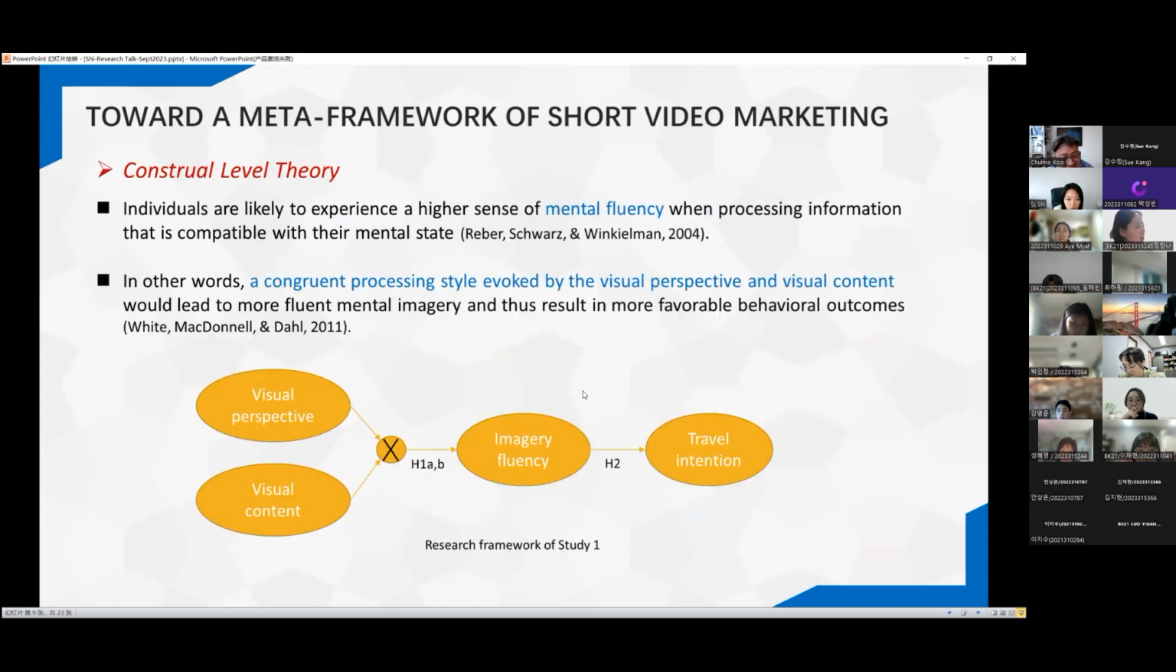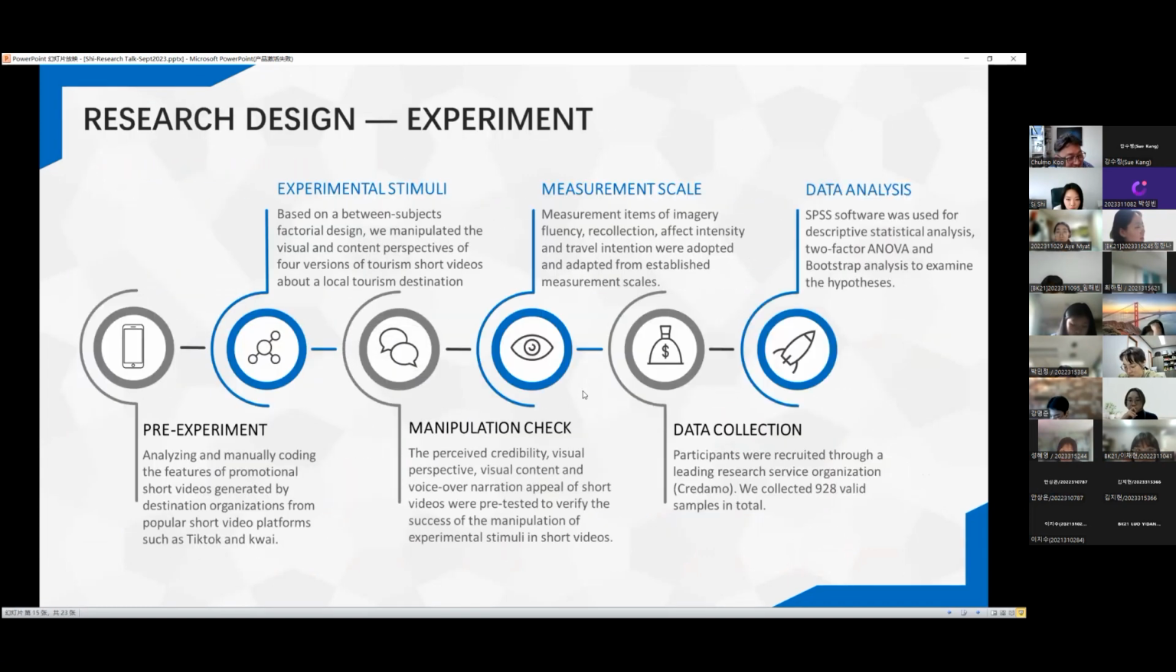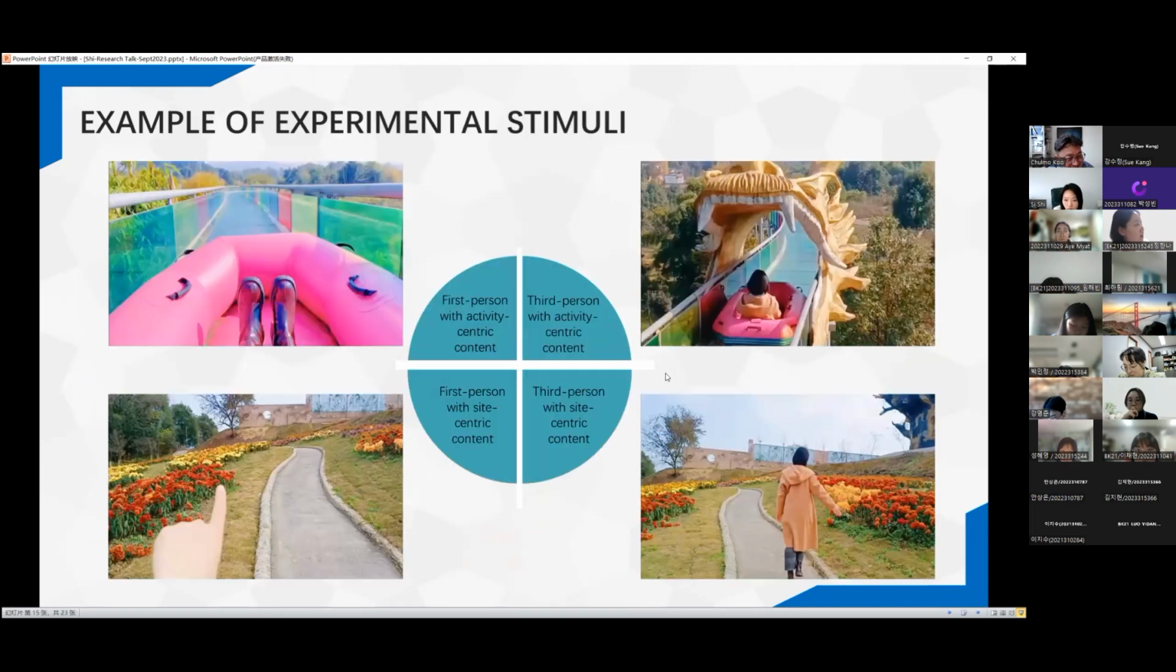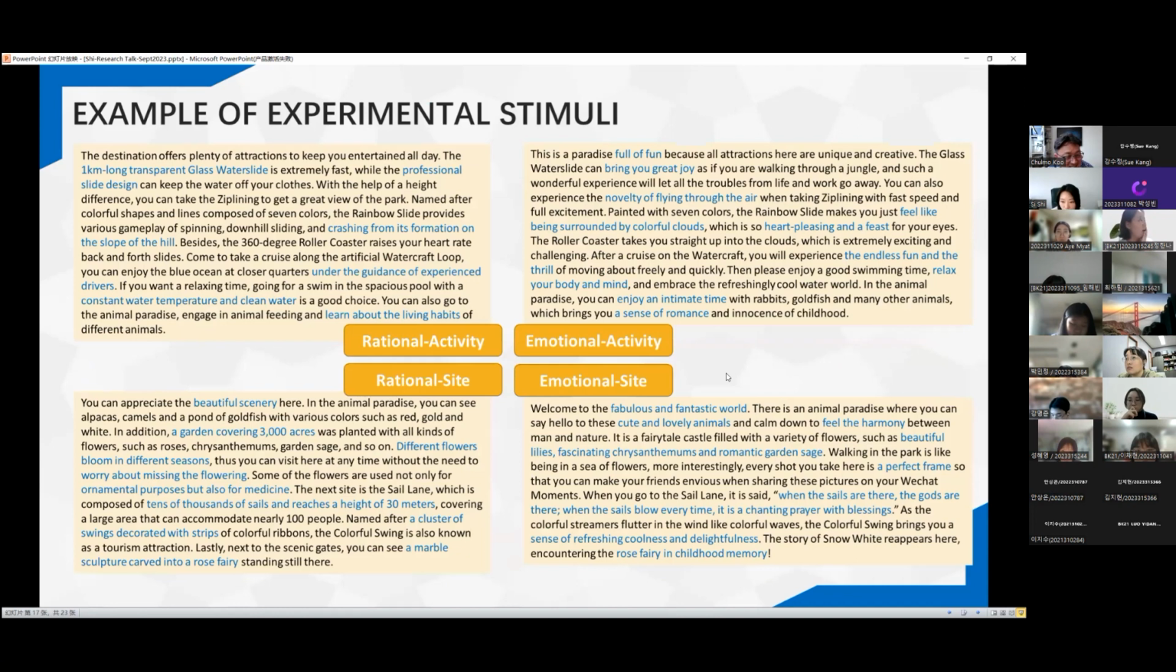You mean the four types of narration appeal? The experiment material? This one? Next slide. This. So what is the standard for writing this kind of script? Rational style or emotional style? You mean the difference between the rational appeal and the emotional appeal? Yeah. Okay, so let's just take this as an example. This is a rational appeal for the activity, right?